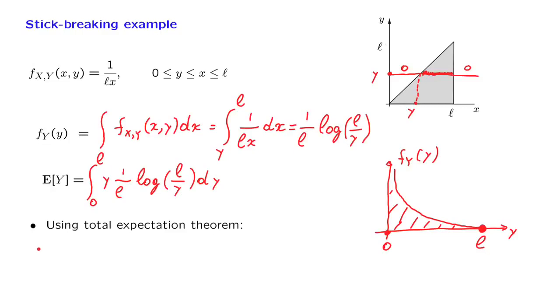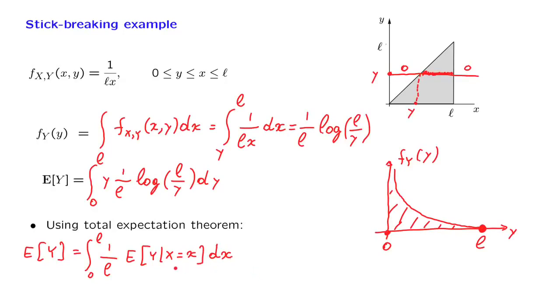The total expectation theorem tells us that the expected value of y is the integral over all possible values of the random variable x, which is from 0 to L, the density of x, which is 1 over L, times the conditional expectation of y given that x is equal to some little x. And we integrate over all x's.